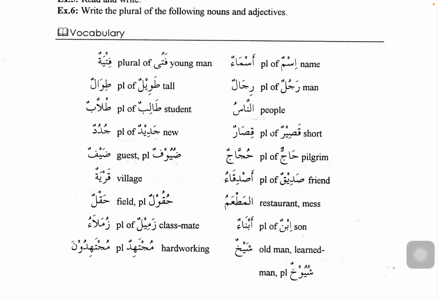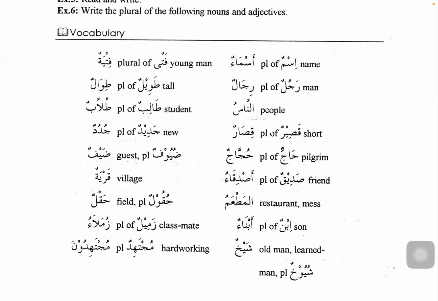Jadidun, new, jududun is the plural. Hajjun, pilgrim, hujjaj is the plural. Duyufun is the plural of daifun. Daif is guest, duyufun is guests. Sadiqun is friend, asdiqa'u, friends. Qaryatun is village, that's singular. Al-mat'amu is restaurant. Haqlun is field, huqulun is fields. Ibnun is son, abna'u, sons.